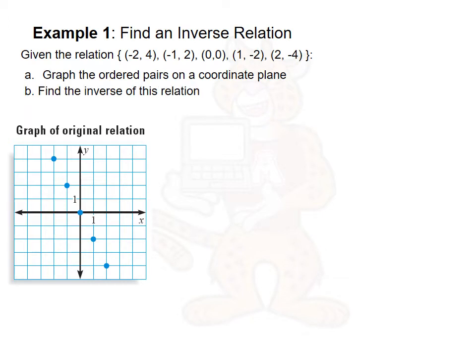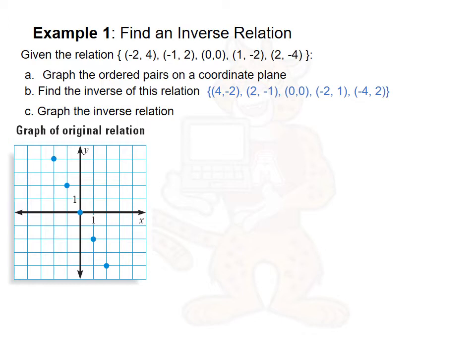Now in part B, let's find the inverse of this relation. How are we going to find the inverse of this relation? With each ordered pair, we're going to switch the order. The x coordinate becomes the y coordinate, and the y coordinate becomes the x. Keeping this in mind, we're going to find the inverse of each ordered pair, so we're going to have five inverses. The inverse relation would be the following: (4, -2), (2, -1), (0, 0), (-2, 1), and (-4, 2).